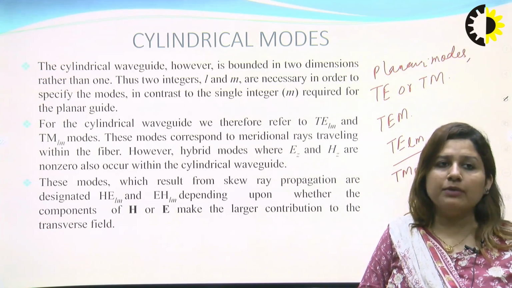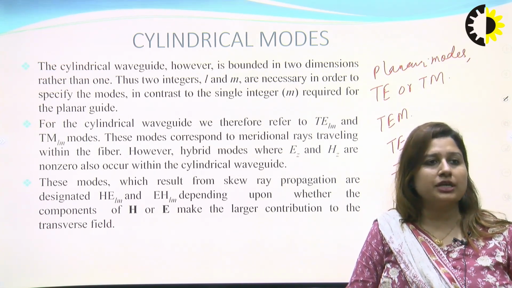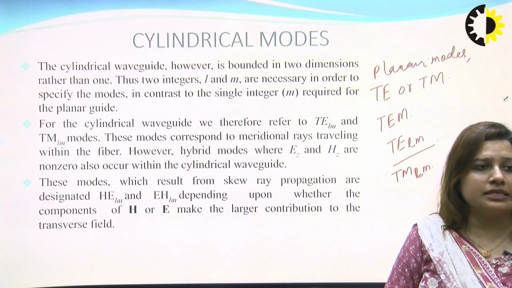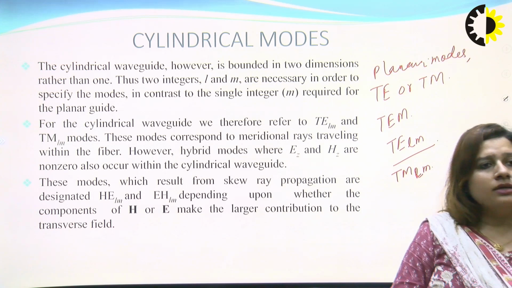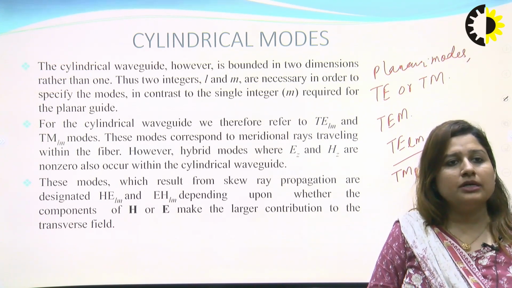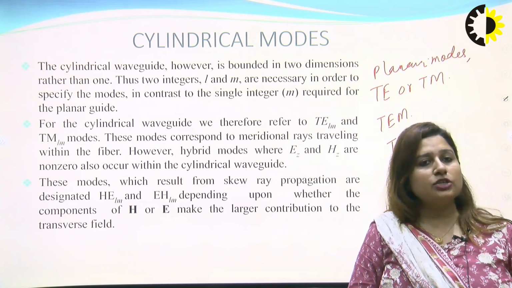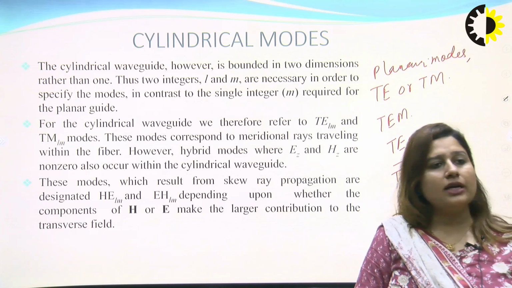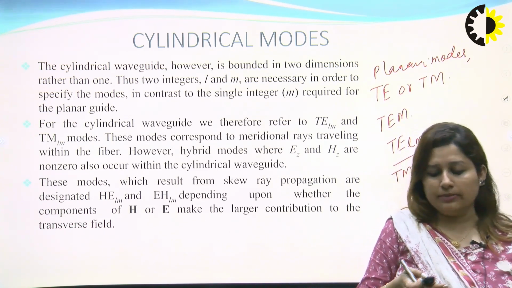However, hybrid modes where EZ and HZ are non-zero also occur within the cylindrical waveguides. These modes, which result from skew ray propagation, are designated as HE-LM or EH-LM, depending upon whether the component of H or E is the larger contribution to the transverse field. If the H contribution is larger, then it is called HE-LM. If the E contribution is larger, then it is called EH-LM.